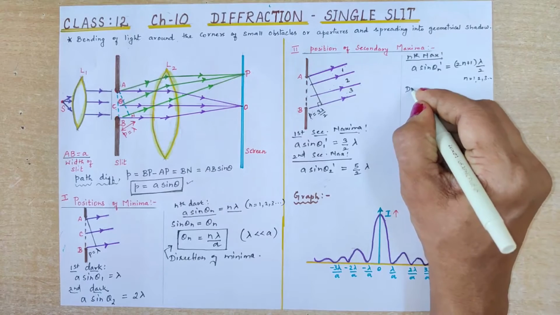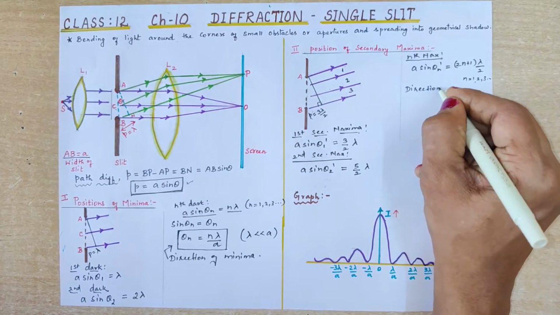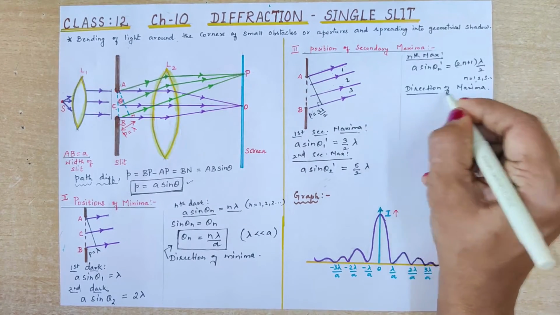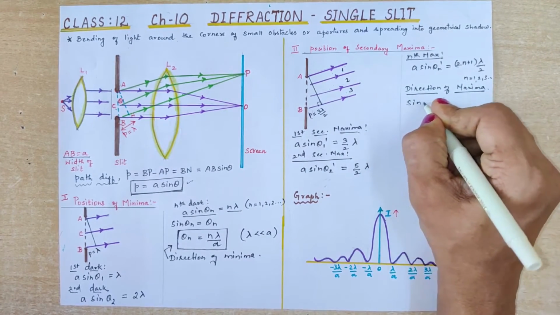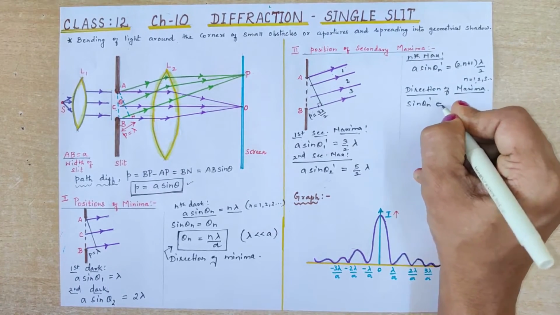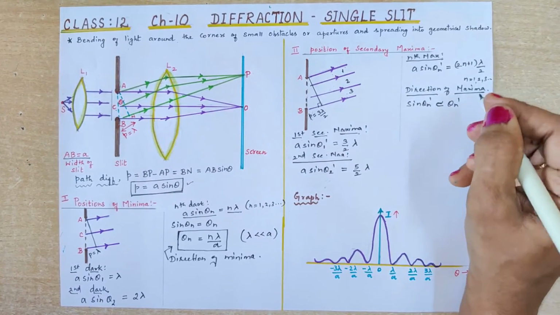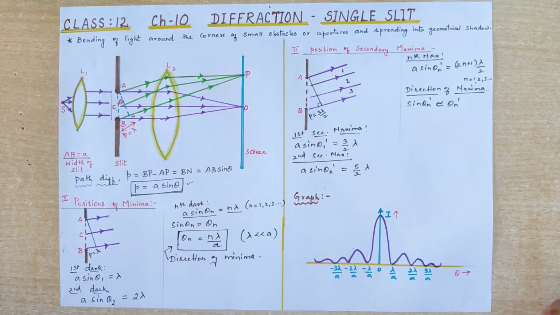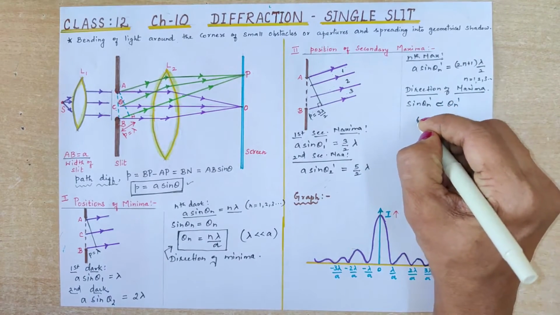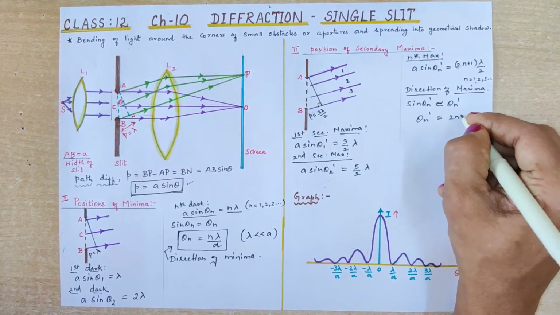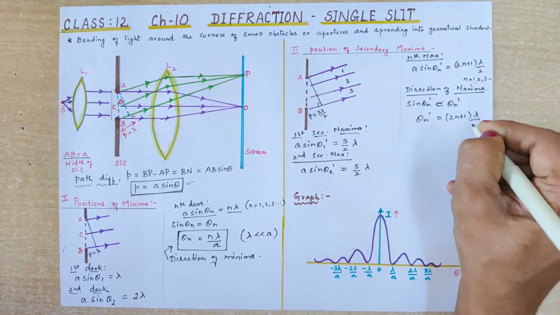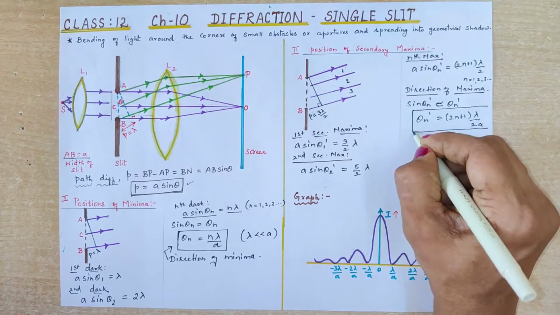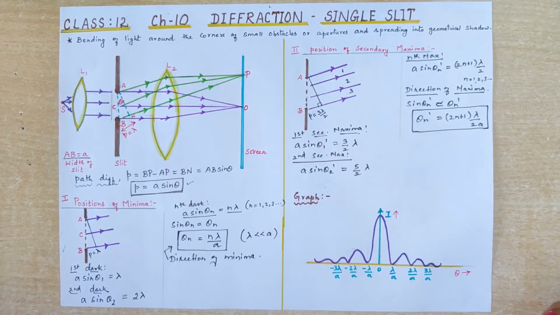In a similar way, we can also write the direction of various maxima formed on the screen. Here also, sin theta n dash is approximately equal to theta n dash for small values, as we have already taken, since lambda is much less than the width of the slit. Therefore, we write theta n dash is equal to (2n plus 1) lambda upon 2a. This is also a very important expression to know the direction of various maxima formed on the screen.